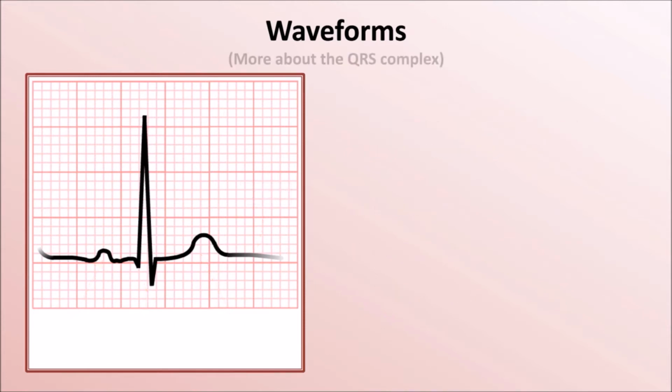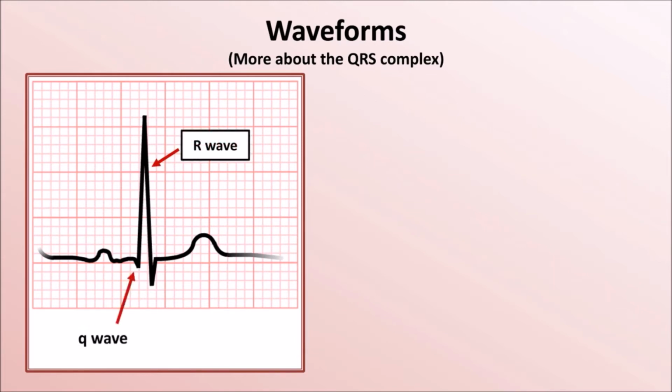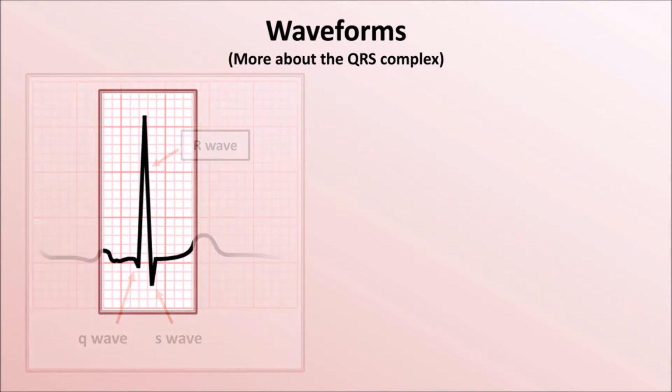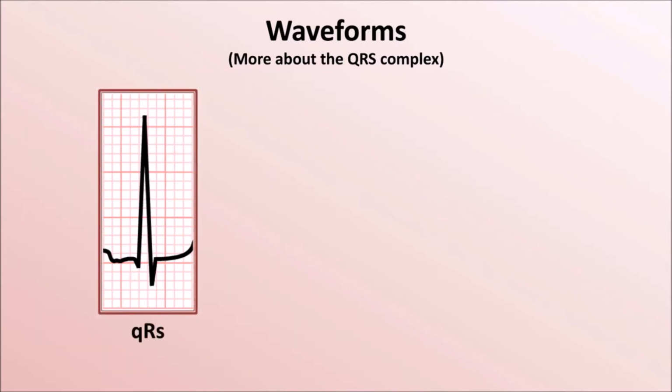A quick word more about the QRS complex. The complex can actually be broken down further into the upwards or positive deflection known as the R wave, the preceding downward or negative deflection known as the Q wave, and the following negative deflection known as the S wave. In shorthand, one could label this complex as lowercase q, uppercase R, and a lowercase s.